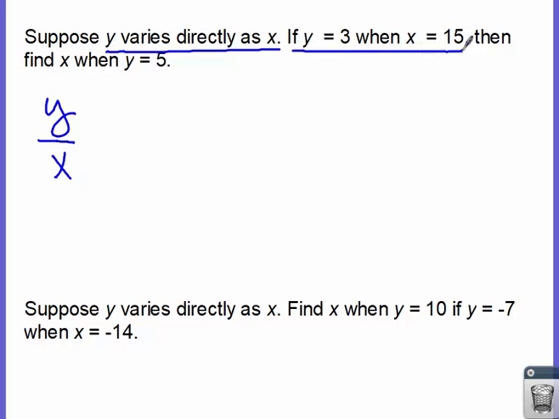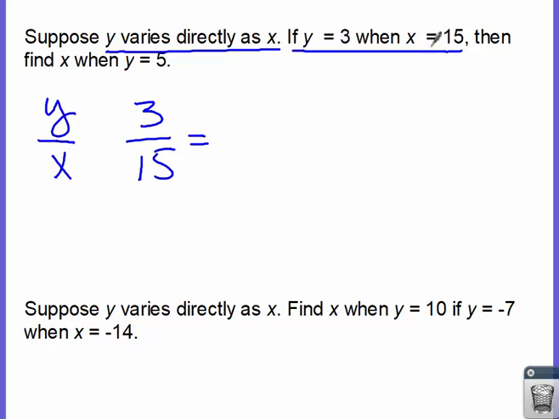This is the ratio I know: if y is 3 when x is 15. So I'm going to place the 3 and the 15 in this format. Okay, so I'm going to put 3 over 15 equals, because a proportion is nothing but one ratio equal to another ratio.